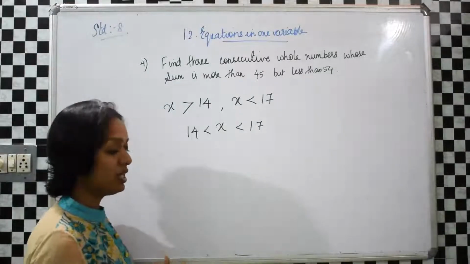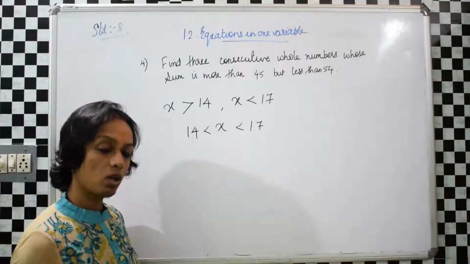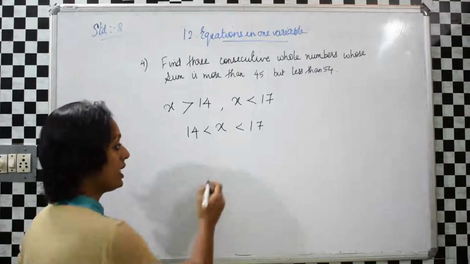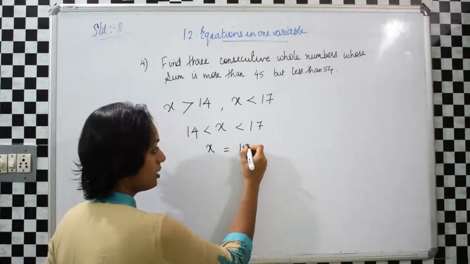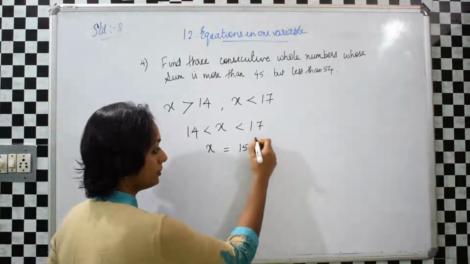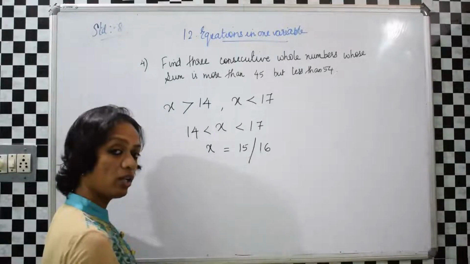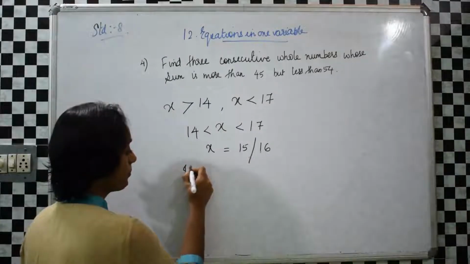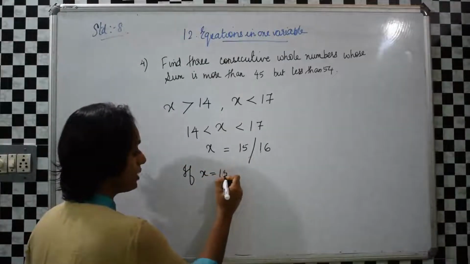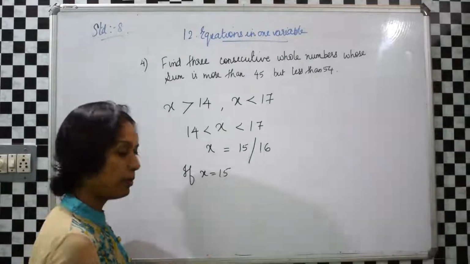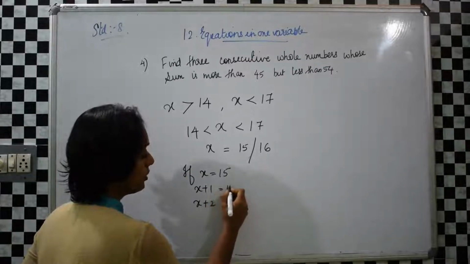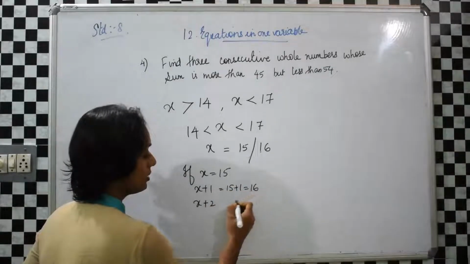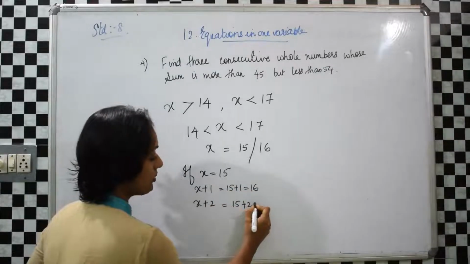So between 14 and 17, which are the whole numbers? 15 and 16. So x could be 15 or 16. So you can put a bar this way, 15 or 16. If x is equal to 15, what are the other two numbers? x plus 1 and x plus 2. 15 plus 1 is 16, 15 plus 2 is 17.